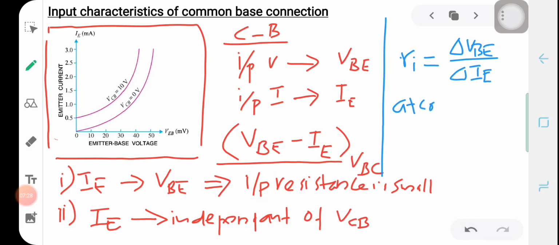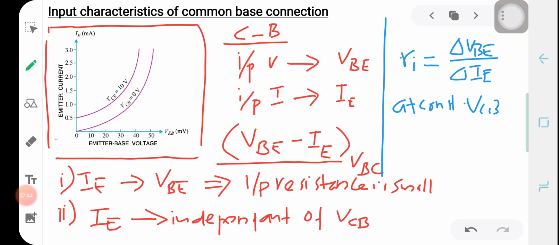At constant VCB. Now let's discuss the input characteristics. Now let's discuss the output characteristics.